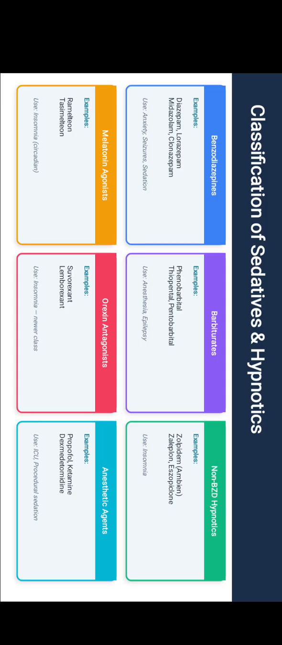The benzodiazepines include diazepam, lorazepam, midazolam, clonazepam. The barbiturates include phenobarbital, thiopental, pentobarbital. The non-benzodiazepine hypnotics include zolpidem, eszopiclone. Melatonin agonists include ramelteon, tasimelteon. The orexin antagonists include suvorexant, lemborexant. The anesthetic agents include propofol, ketamine, dexmedetomidine.